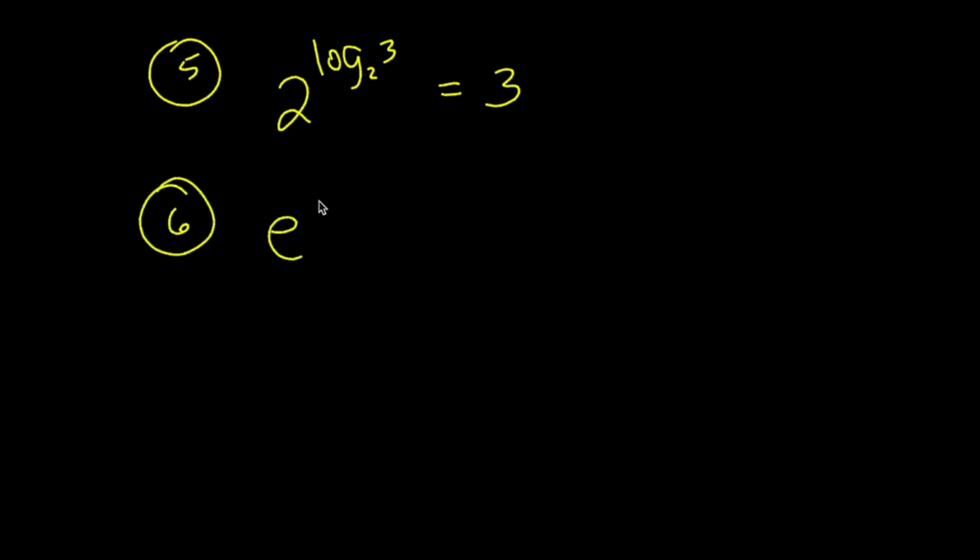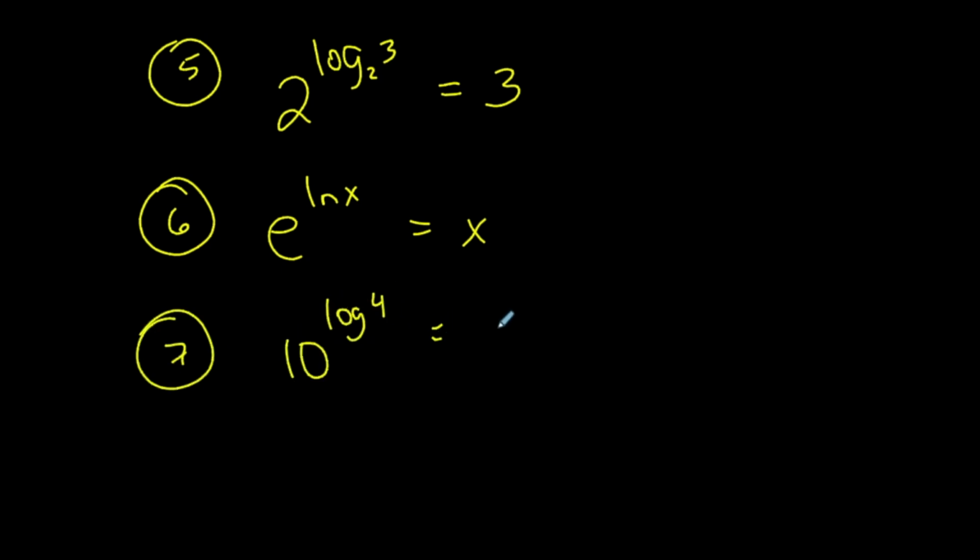2 to the log base 2 of 3 is 3. Think of it as the opposite direction. This is an exponential form, and the exponent of this exponential base is a log. But the bases match. Think of them as canceling each other out, and it's equal to this value there. So e to the ln of x is x. 10 to the log of 4. This is base 10. This is 4.